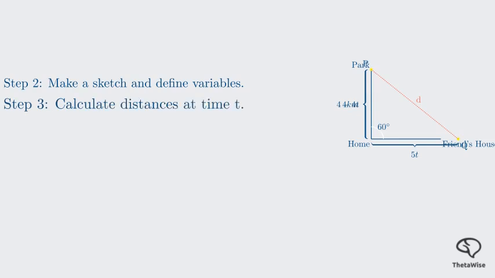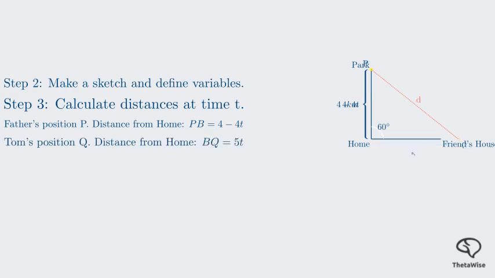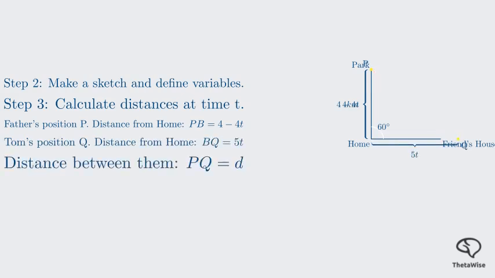The father starts at the park and walks towards home. After T hours, he has walked 4T kilometers. His remaining distance from home, at point P, is the total distance, 4 kilometers, minus the distance he walked, 4T. So PB is 4 minus 4T. Tom starts at home, B, and walks towards the friend's house. After T hours, he has walked 5T kilometers. His distance from home, at point Q, is 5T. The distance between them, PQ, is what we want to minimize.